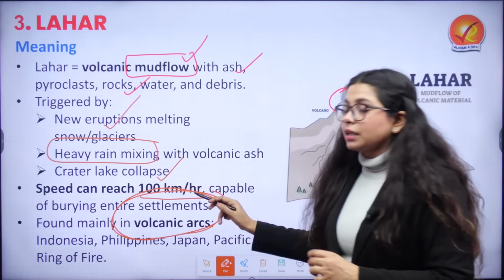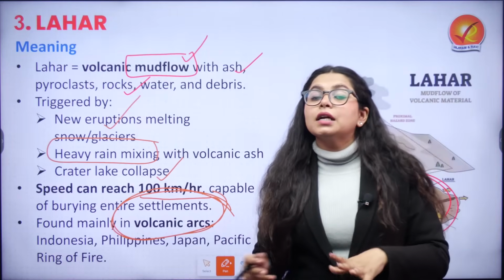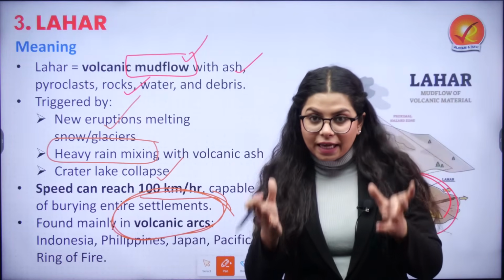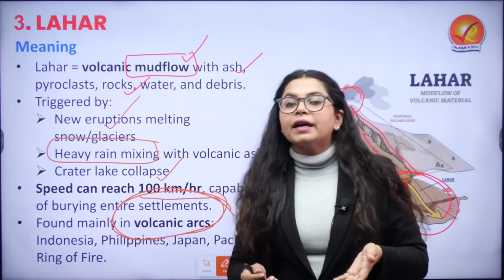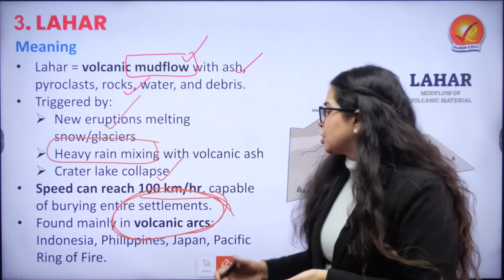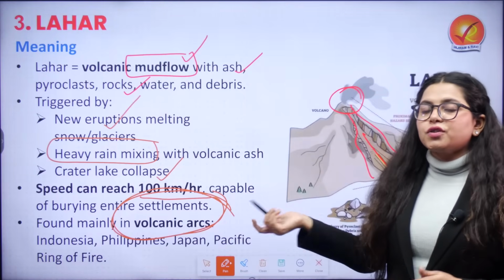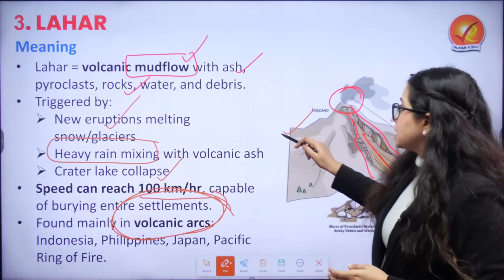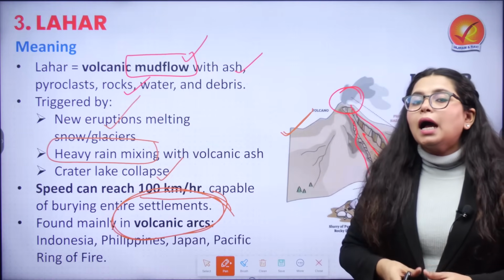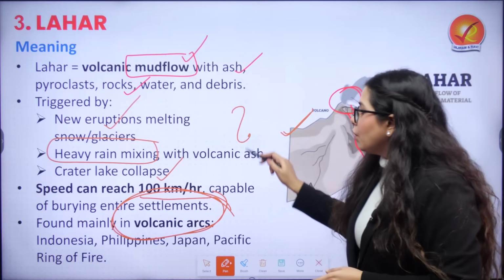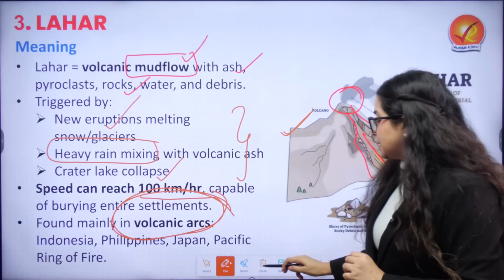in volcanic arcs. If you talk about a volcanic arc, no better place for their presence than the Pacific Ring of Fire. So, you will find them in Indonesia, Philippines, Japan. In all of these regions you will find volcanic arcs, and lahars, the volcanic mud flows, are a common situation in all of these scenarios.